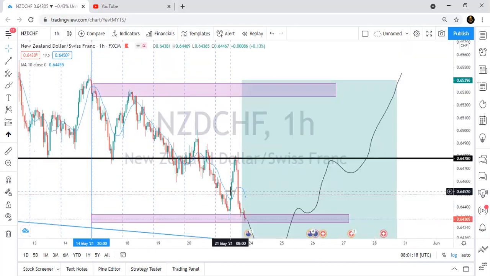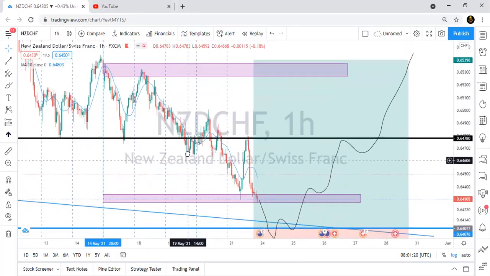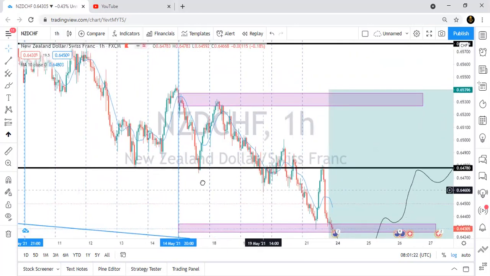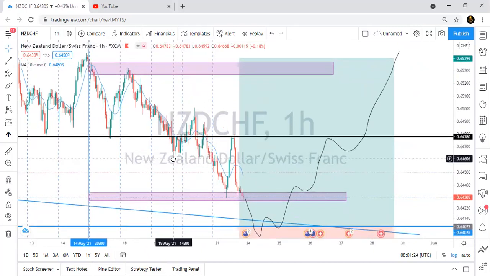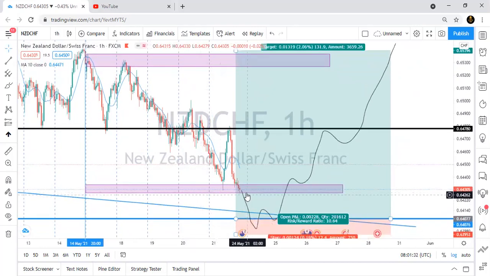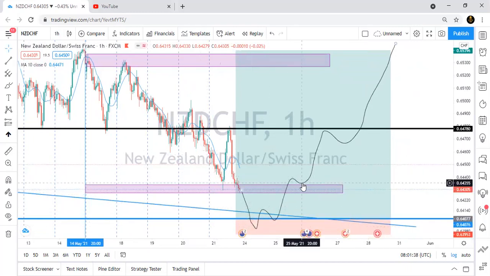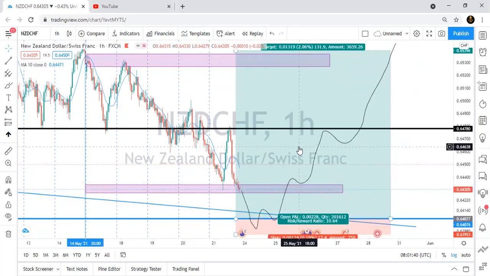NZD, this is what I'm also expecting. Price has been falling. So what I'm expecting, there are some areas of mitigation where price needs to go. So I'm expecting price to come until here, then go up, then come and retest last week's low again and bounce up.